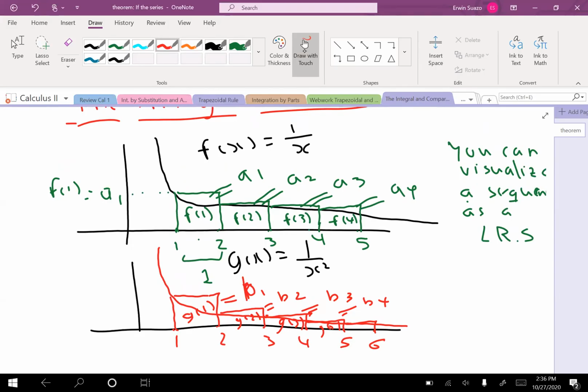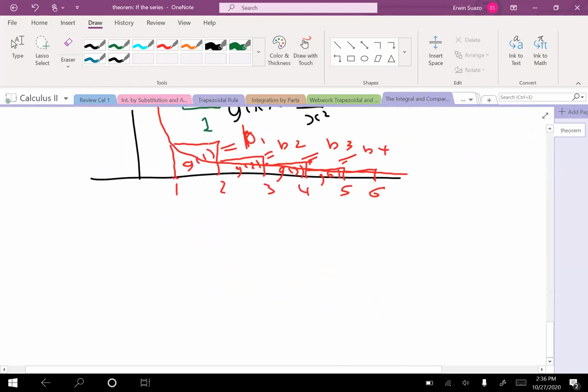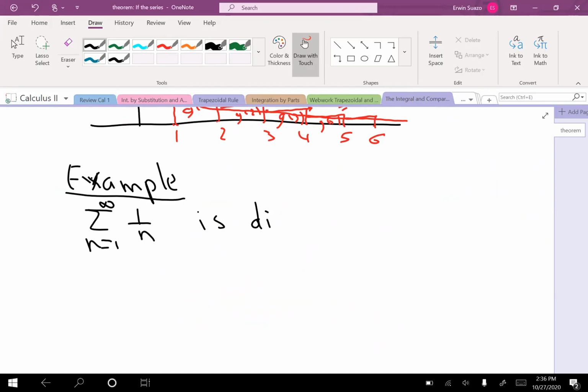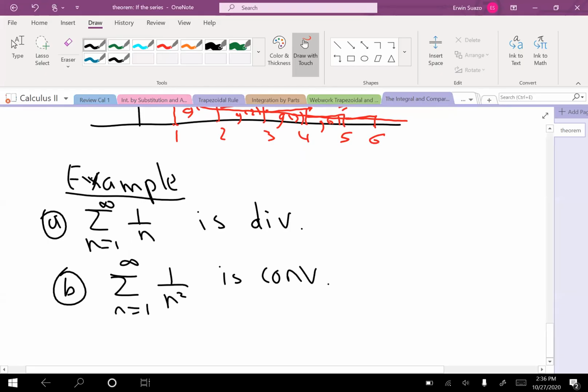The green series is going to be divergent. The red series is going to be convergent. So, example. And then we are going to prove it with the test. Example, very important example. A, the sum of 1 over n, n equals 1 to infinity, is divergent. And B, the sum of n equals 1 to infinity, 1 over n squared is convergent. Okay? So how are we going to prove this?